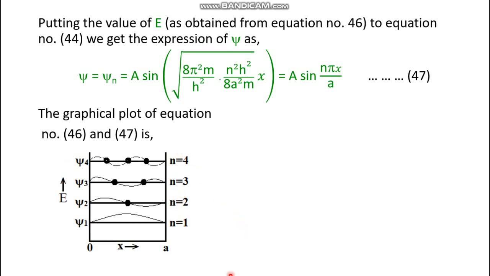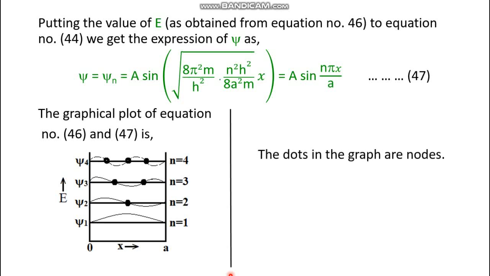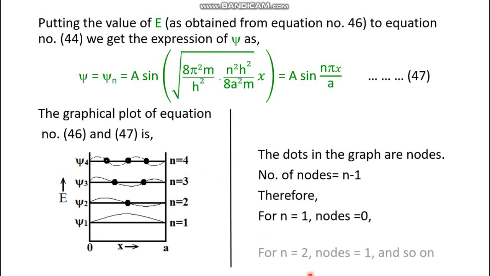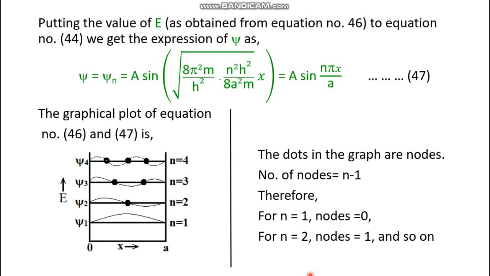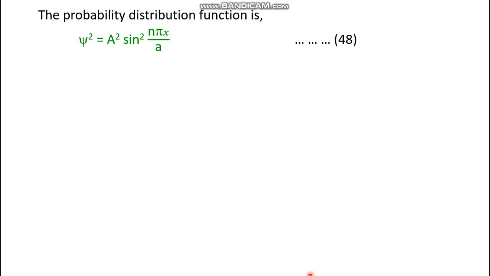So this is the graphical plot for a particle in a one-dimensional box. We have to mention that the dots in the graphs are the nodes, and the number of nodes is simply n minus 1, because for n equals 2 it is 1, so 2 minus 1. For 3 it is 2, so 3 minus 1, 4 minus 1, and so on. Therefore, for n equals 1 nodes equal 0, for n equals 2 nodes equal 1, and so on.